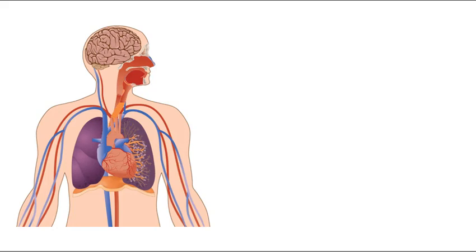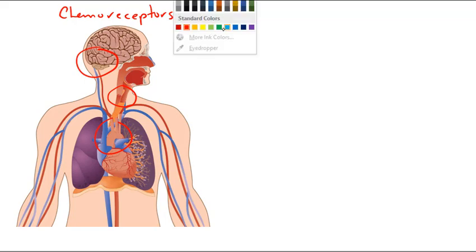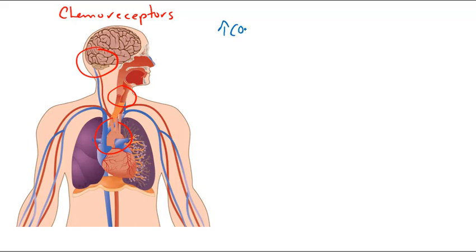Okay, so how do we monitor the levels of CO2 in the blood? Well, we have specialized chemoreceptors, and they're located here in the brain, in the aorta, and in the carotid arteries, and they constantly measure the CO2 levels and the pH in blood. When the CO2 levels rise, more acid is formed, and that results in a drop in the pH. Yes, the more acid, the lower the pH.